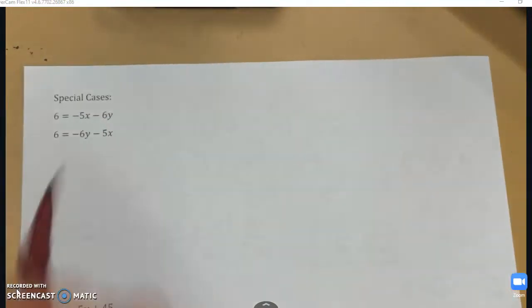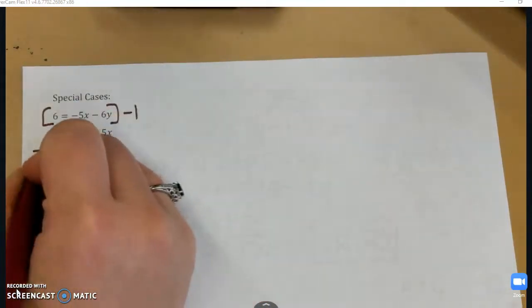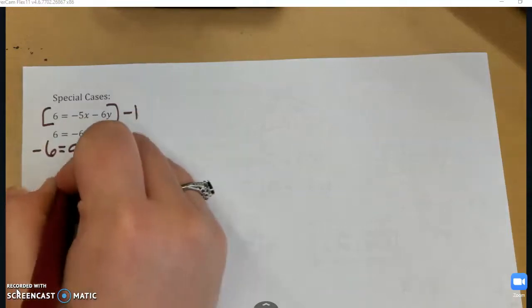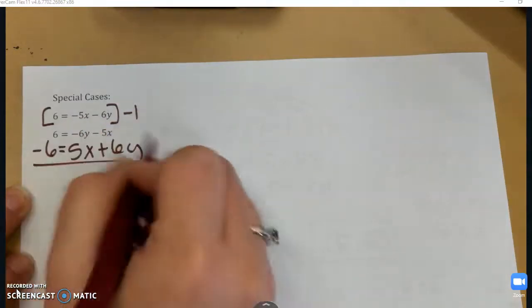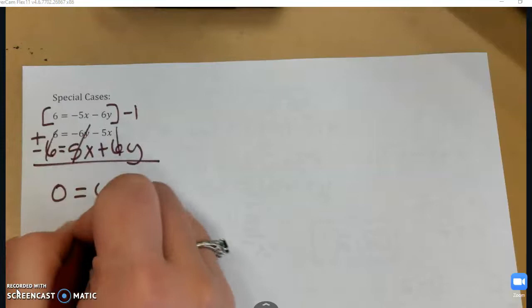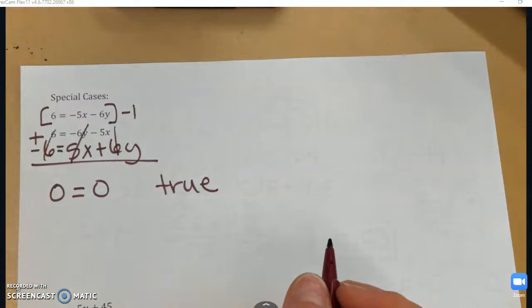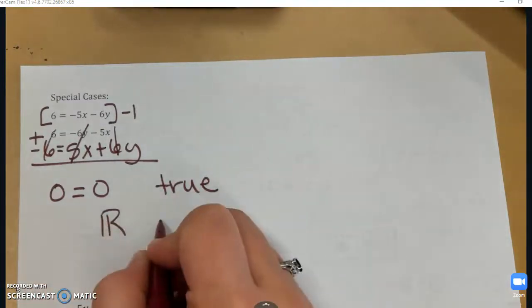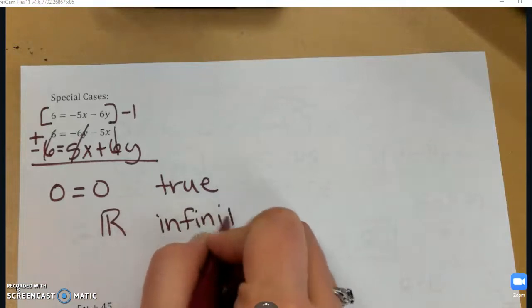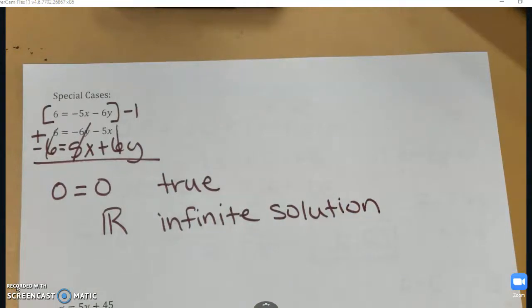So let's talk about some special cases. For these two equations, I think elimination is going to be an easier option. If I multiply one of these by -1, I'm going to get -6 equals positive 5x positive 6y. And if I add those together, everything is canceling. So I end up with 0 is equal to 0. This is a true mathematical statement. So this answer would be all real solutions, all real numbers, infinite solutions, however you want to phrase it. When you end up with a true mathematical statement like 0 equals 0 or a number equals itself, then that is infinite solutions.